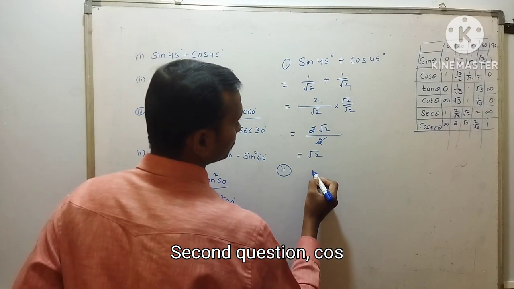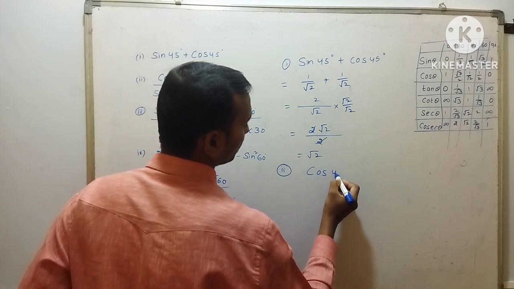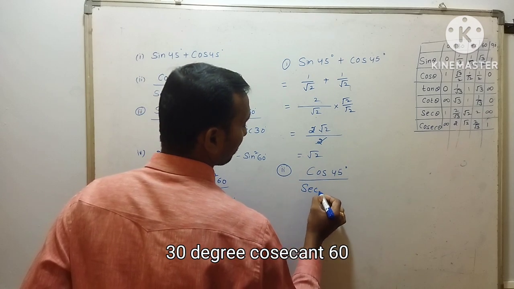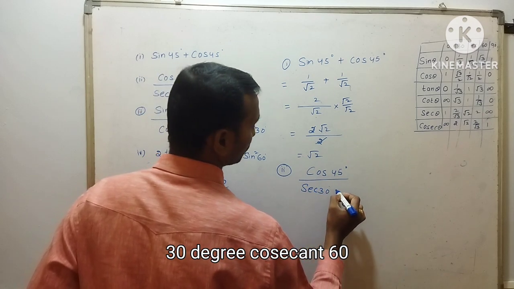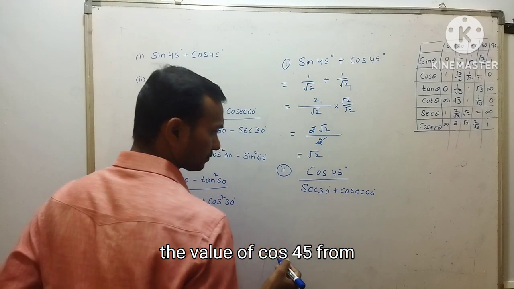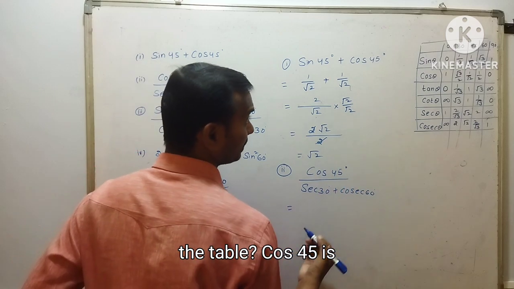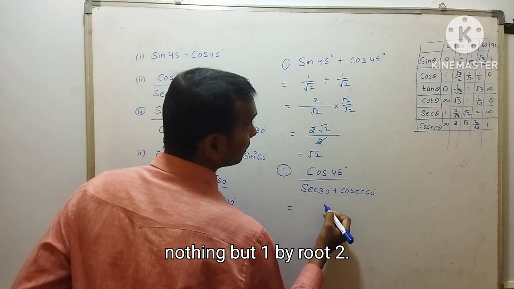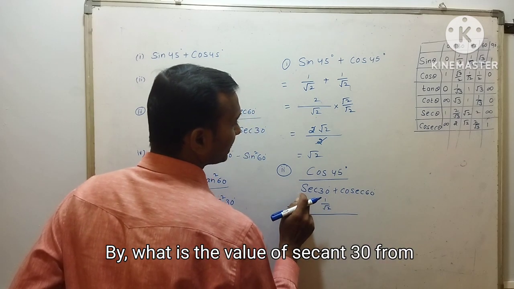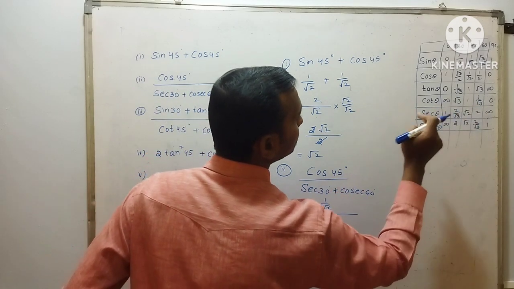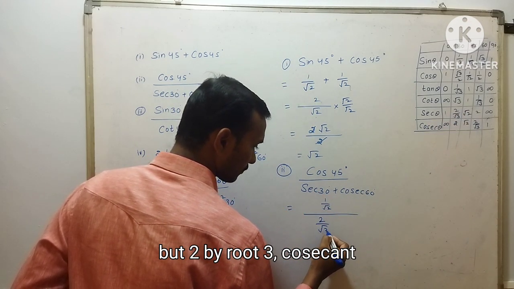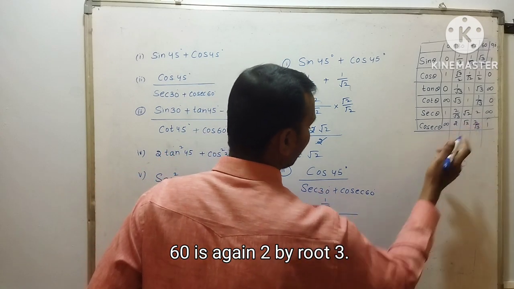Second question. Cos 45 degree by secant 30 degree plus cosecant 60 degree. Now, what's the value of cos 45 from the table? Cos 45 is nothing but 1 by root 2 by, what is the value of secant 30 from the table? Secant 30 is nothing but 2 by root 3. Cosecant 60 is again 2 by root 3.